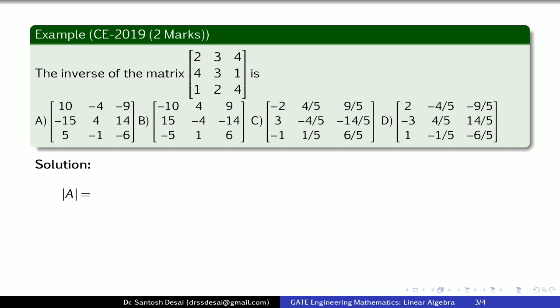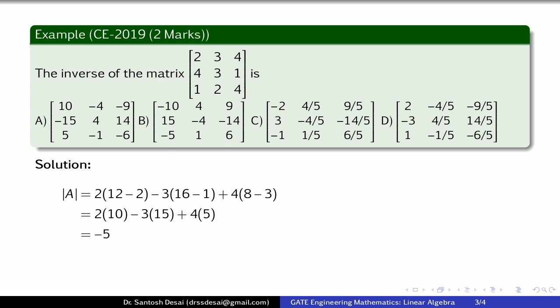So determinant of A is equal to 2 into (12 minus 2), minus 3 into (16 minus 1), plus 4 into (8 minus 3). Simplifying this, we will get 2 into 10, minus 3 into 15, plus 4 into 5. And simplifying, you will get minus 5. So as determinant of A is not equal to 0, A inverse exists. And now consider the method to find the A inverse.